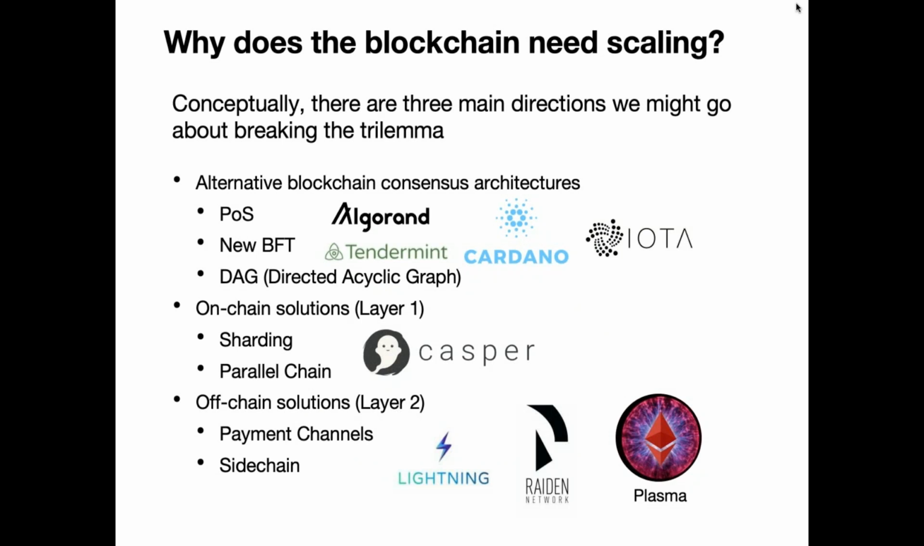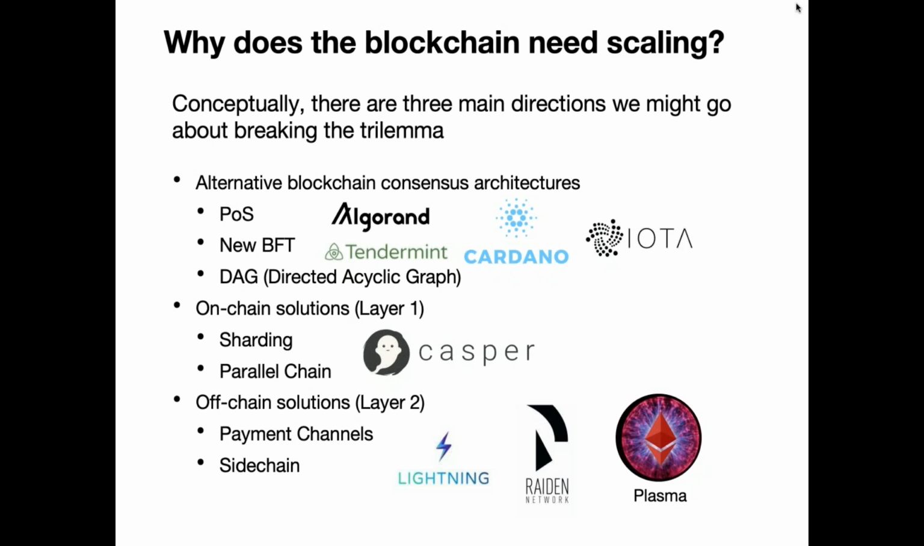Basically, there are 3 directions. The first is alternative blockchain consensus architectures. Instead of using POW as consensus, we can use new consensus algorithms to scale the blockchain. There are a lot of projects like Algorand and Cardano, which use POS as consensus, and Tendermint is a consensus machine used by Cosmos. They use the practical Byzantine fault tolerance algorithm, and IOTA uses a directed acyclic graph as their consensus.